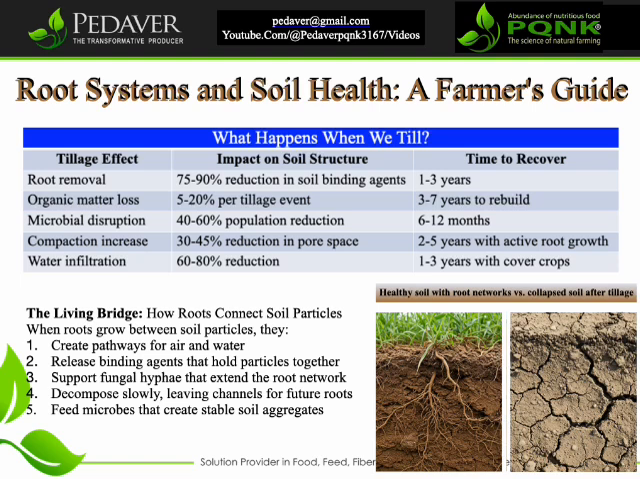Microbial disruption: 40 to 60% population reduction, 6 to 12 months. Compaction increase: 30 to 45% reduction in pore space, 2 to 5 years with active root growth. Water infiltration: 60 to 80% reduction, 1 to 3 years with cover crops.